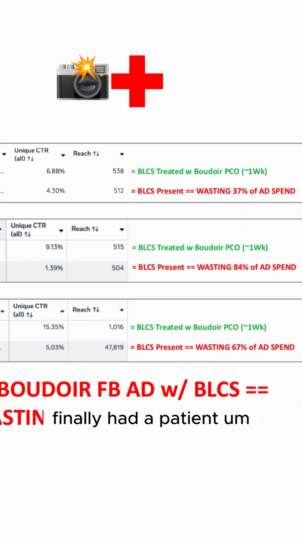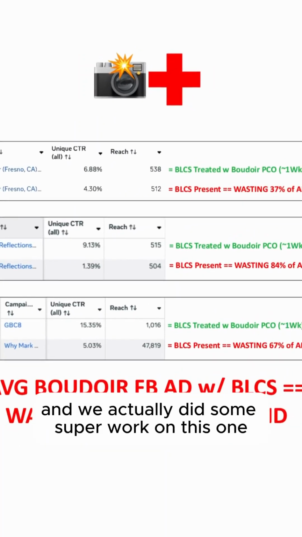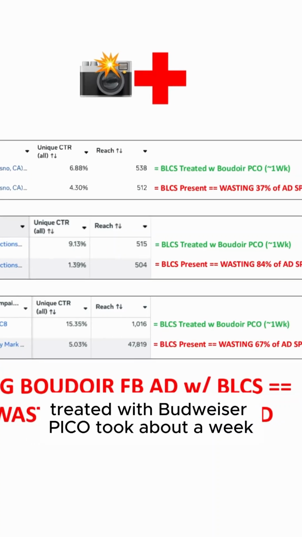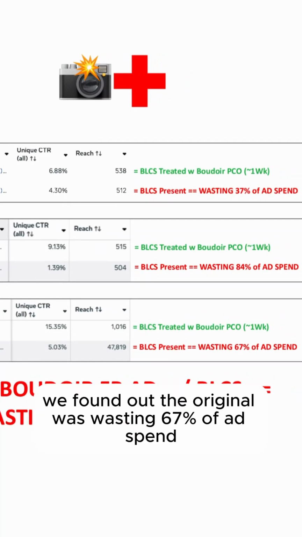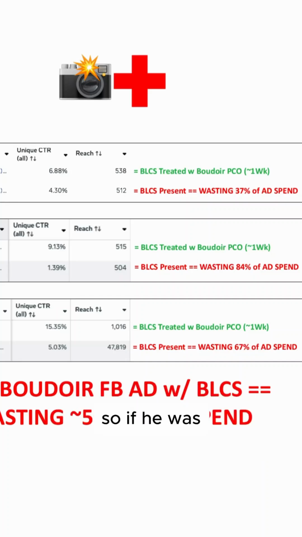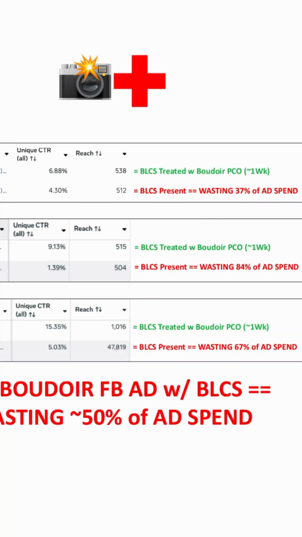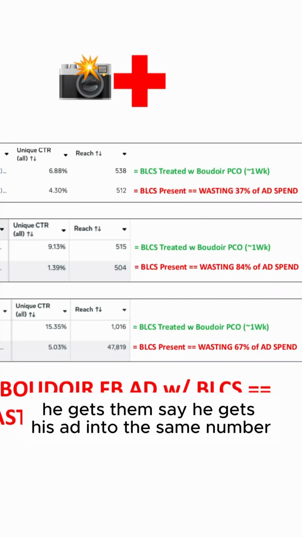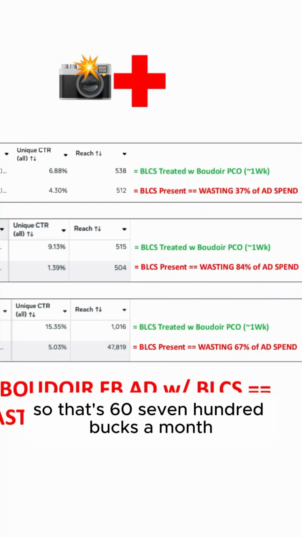Finally had a patient, his unique CTR was 5.03%, and we actually did some super work on this one. Treated it with Boudoir Pico, took about a week, got the unique CTR up to 15.35%. So found out the original was wasting 67% of ad spend. So if he was spending 10 grand a month on that original Boudoir Facebook ad, now he only needs to spend $3,300 a month on the Boudoir Pico treated ad, and he gets his ad into the same number of women's brains in both scenarios. So that's $6,700 a month that he's no longer spending.